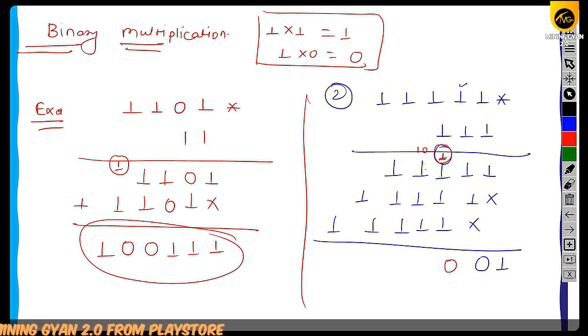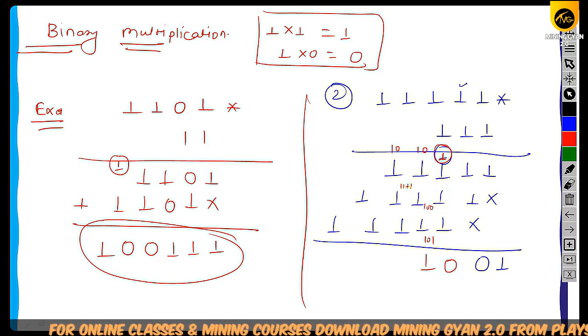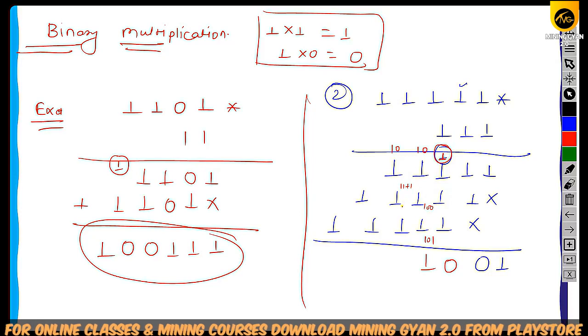Now 1 0 plus 1, it will become 1 1, and 1 1 plus 1, it will become 1 0 0. Now 1 0 0 plus 1, it will become 1 0 1. Now 1 is here and the carry is again 1 0. So 1 0 plus 1, it will become 1 1, 1 1 plus 1, it will become 1 0 0, and 1 0 0 plus 1, it will become 1 0 1. So 1 is again and the carry will be 1 0.